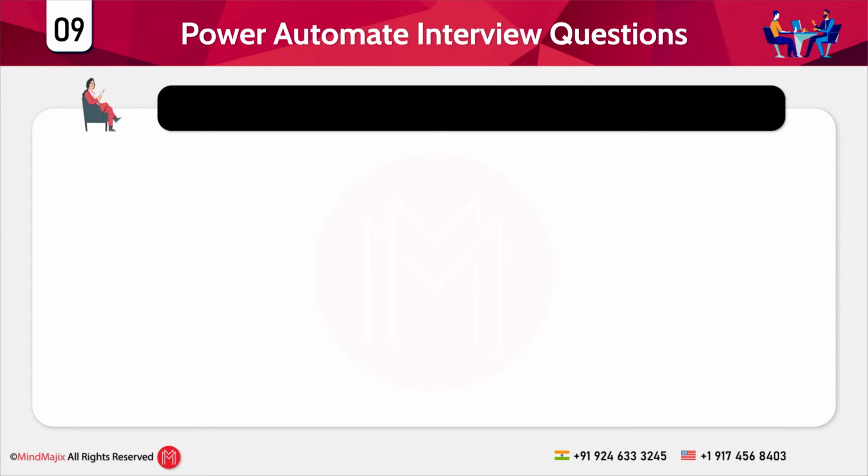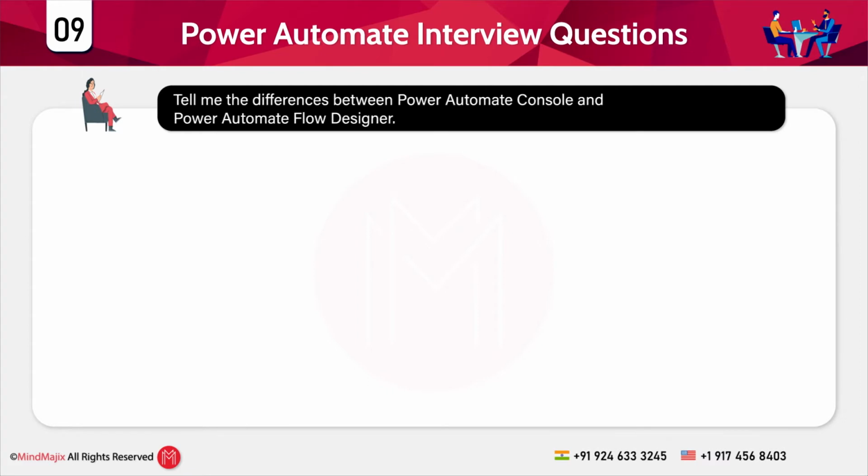The next question is, tell me the differences between Power Automate console and Power Automate flow designer. Okay, so guys, whenever you're asked such kind of questions in the interview, you can always ask the interviewer for a piece of paper, and on it you can create two columns, one for Power Automate console and the second one for the Power Automate flow designer. Okay, and in those respective columns, you can mention the points.